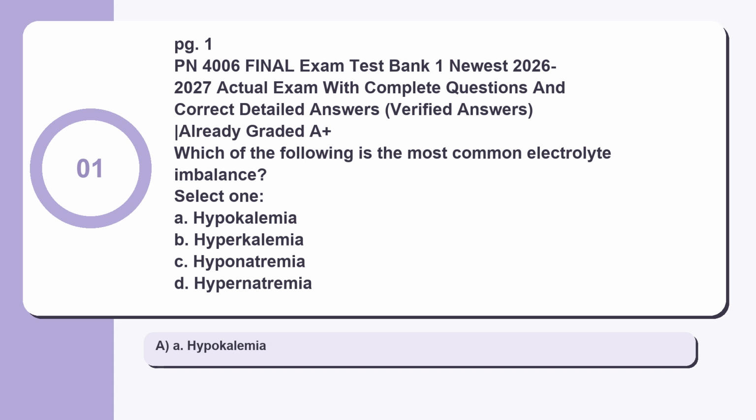Which of the following is the most common electrolyte imbalance? Select 1. A. Hypokalemia. B. Hyperkalemia. C. Hyponatremia. D. Hypernatremia. Answer: A. Hypokalemia.